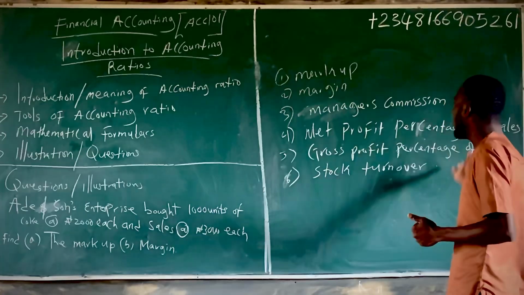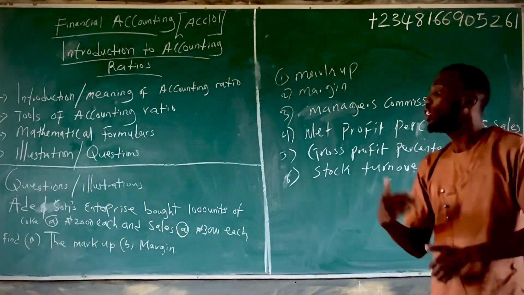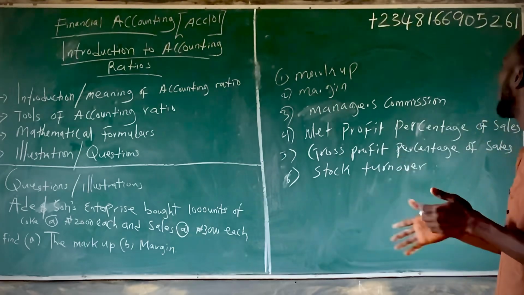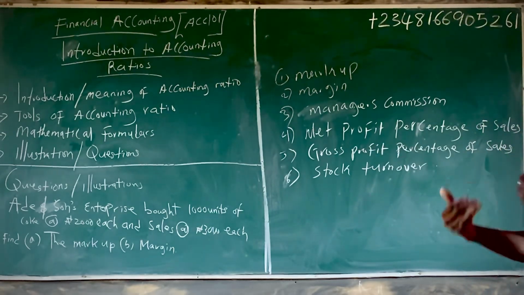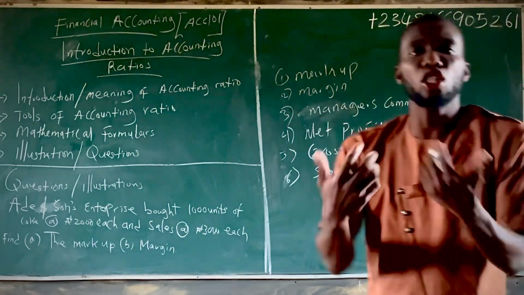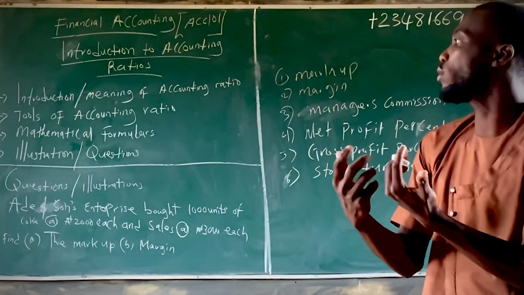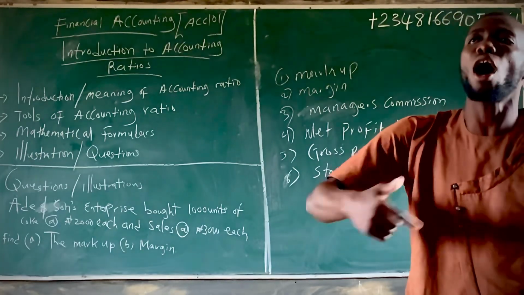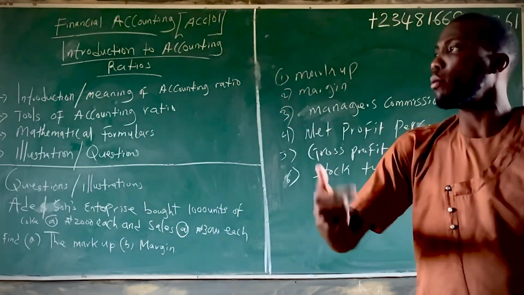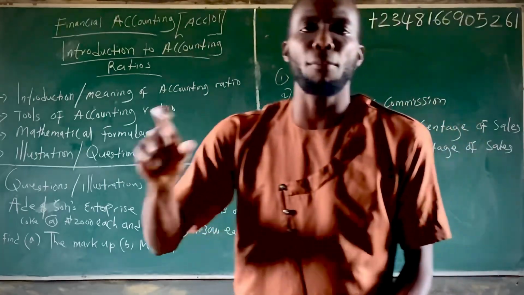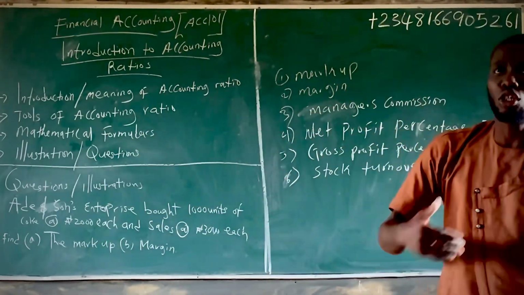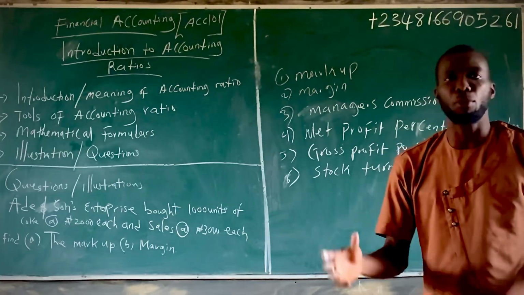Then we look at the net profit percentage. The net profit percentage shows the relationship between the net profit and the sales, while the gross profit percentage shows the relationship between the gross profit and the sales. Now, what do we mean by the stock turnover? The stock turnover means the total number of stock that is turned over within a particular period of time.